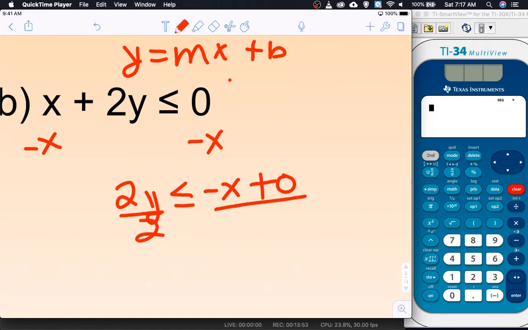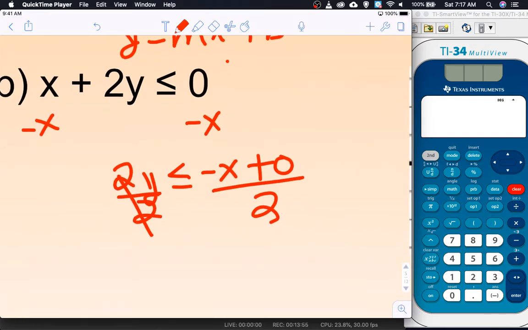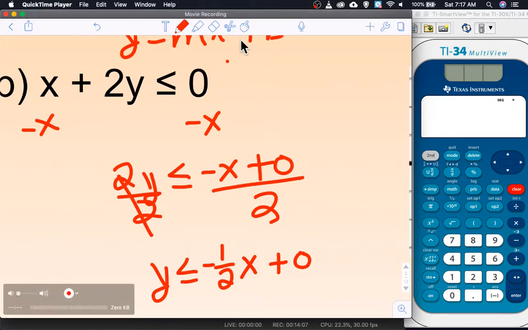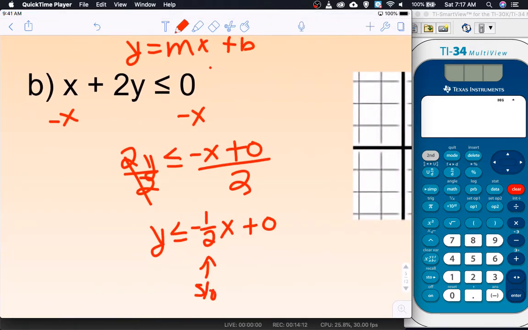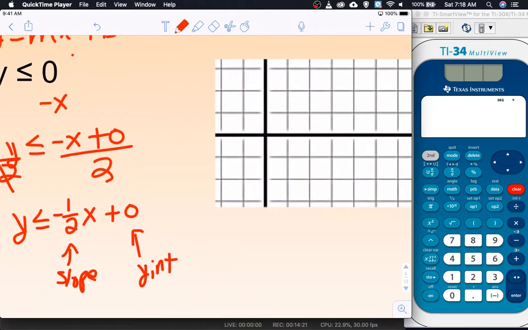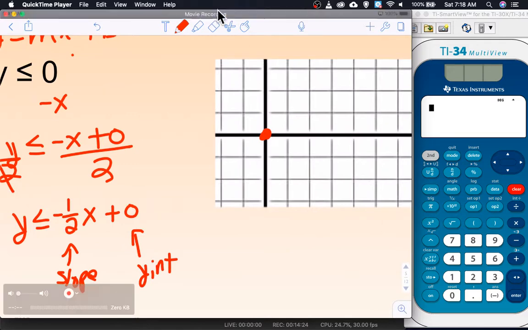Divide by 2 on both sides. These cancel out. Y is less than or equal to -1/2 x plus 0. So I'm keeping my 0 to make it look like slope-intercept form up there. So that tells me that this is my slope, and that is my y-intercept. So when I go to graph this, my line is going through the origin. That's crossing the y-axis at 0.